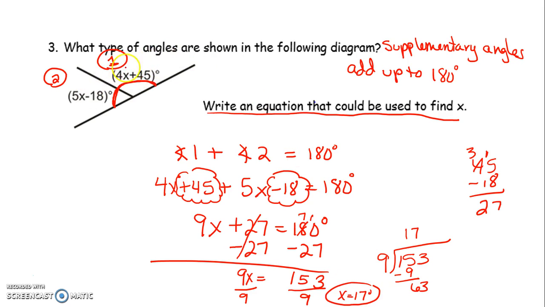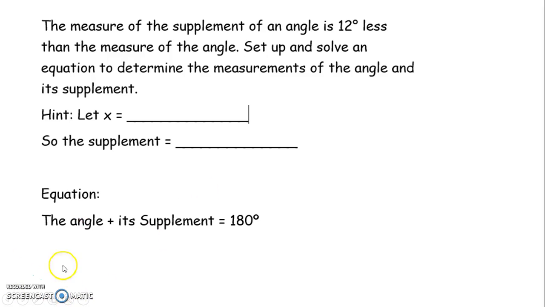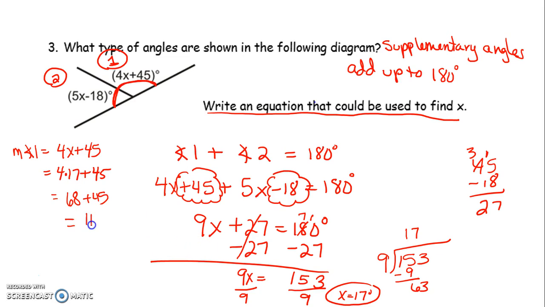I could then substitute in and find each angle if I wanted to get crazy. If I wanted to find the measure of angle 1, I could do 4x plus 45, so 4 times 17 plus 45. 4 times 17 is 68, and if I add 45, that's 113 degrees. So this one would be 113 degrees if they ask for that.